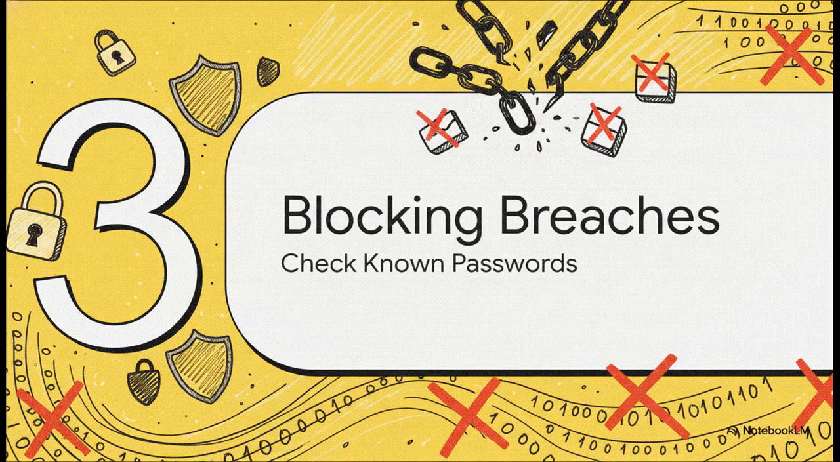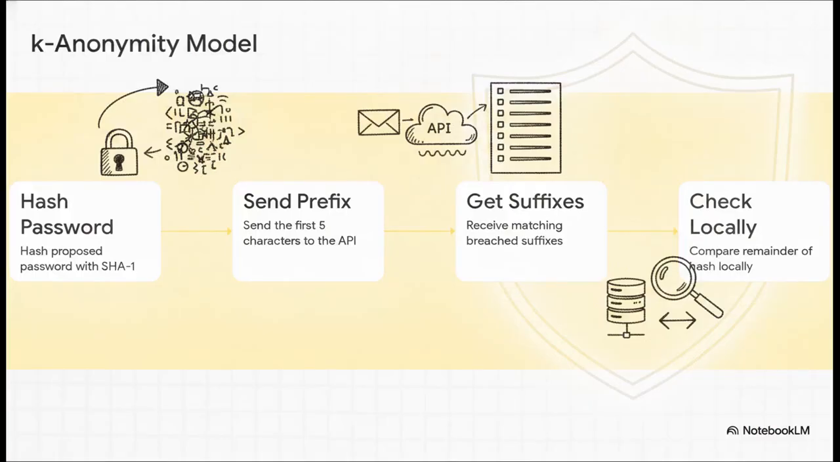Which brings us to Section 3, blocking breached passwords. You can't just check if a password is long enough anymore. You have to make sure it isn't already breached. But how do you check a user's password against a database of stolen passwords without accidentally exposing it over the internet? Well, you use something called a k-anonymity model, which was famously implemented by the Have I Been Pwned API.